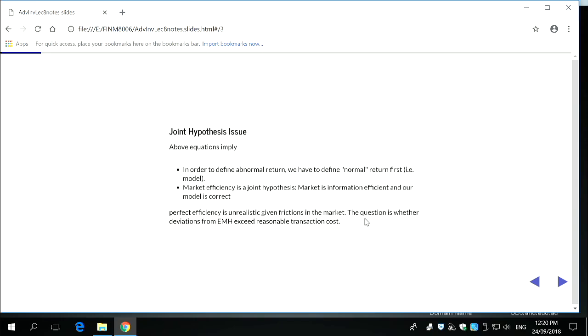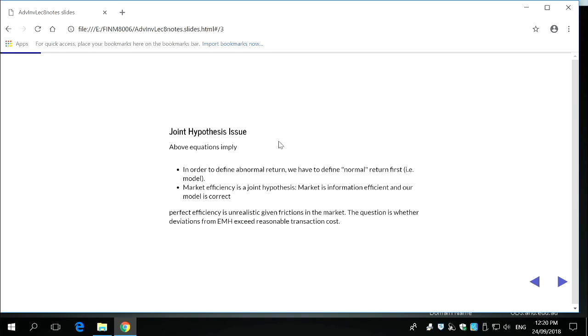So fundamentally, the reason we have such a difficult time saying whether the market is efficient or not is this joint hypothesis issue. But you should be aware that when we talk about market efficiency, nobody is really talking about perfect efficiency.